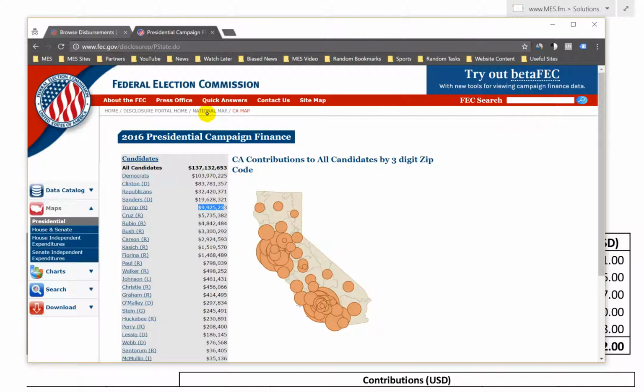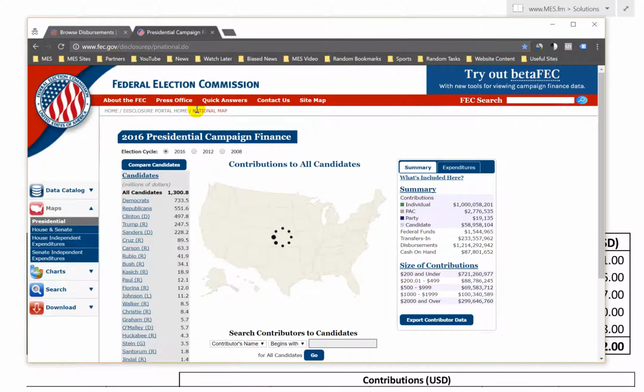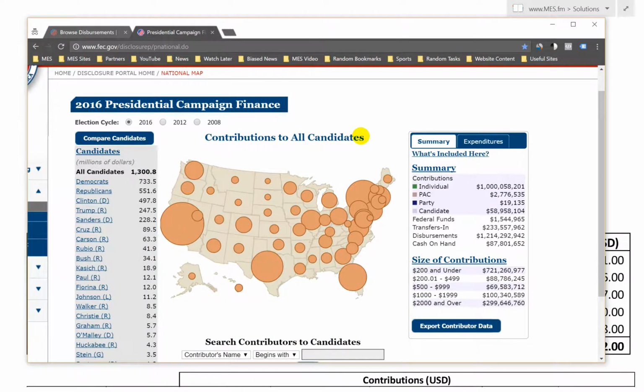So basically there was no one, and even Sanders has almost more than double what Trump has. More people are contributing in California to Clinton's campaign, and it seems like Trump doesn't even bother trying to get votes there because, and I'll explain later, California has historically been Democratic in recent times.